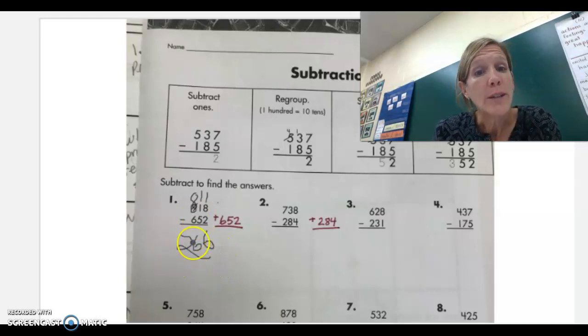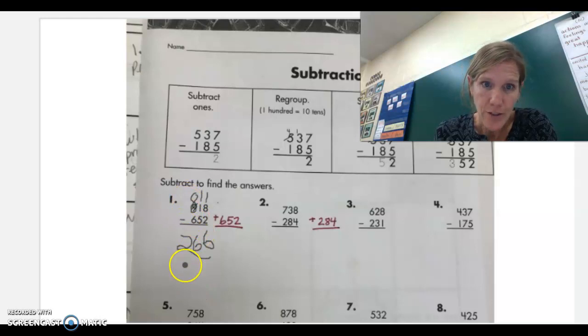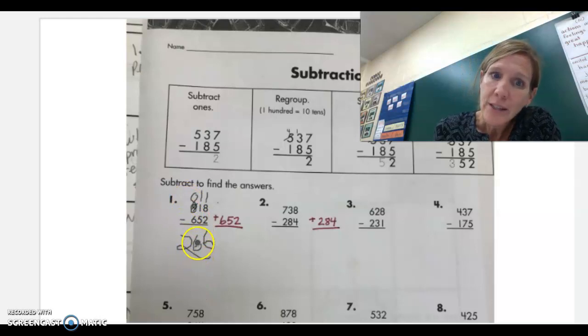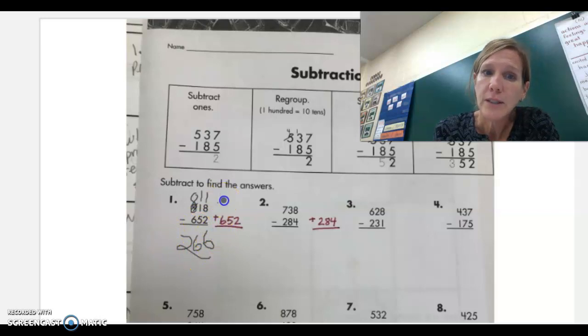We know that the opposite of subtraction is addition, so I'm going to add these numbers going up to check my answer. I'm going to take my difference, 266, and add it to 652 and see if I get 918. Ready? 6 plus 2 is 8. 6 plus 5 is 11. Put my 1 down, carry my 1 up. 6 plus 2 is 8, plus 1 more is 9.